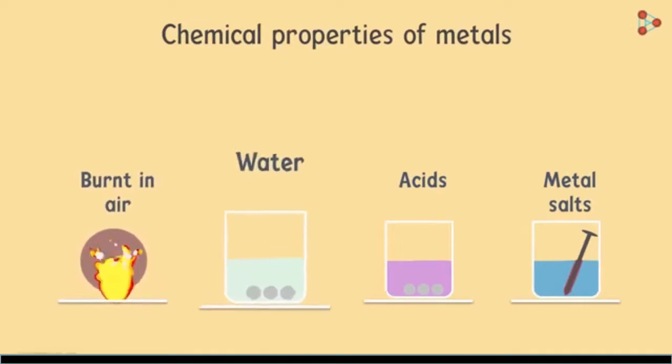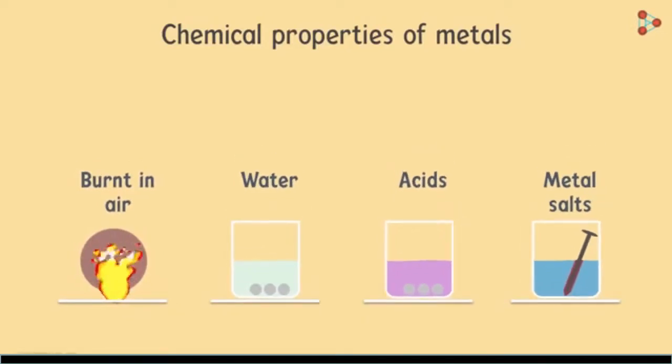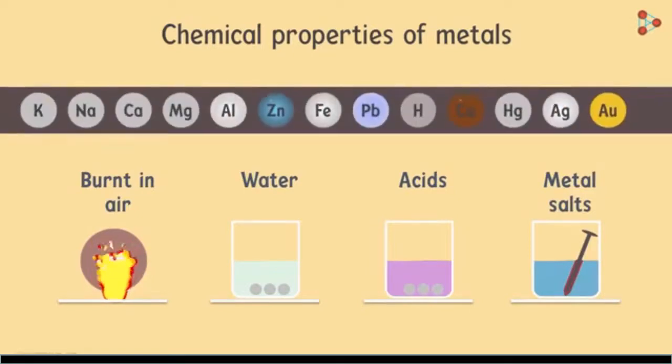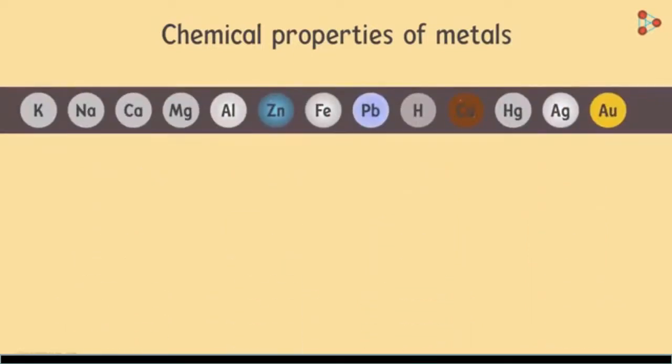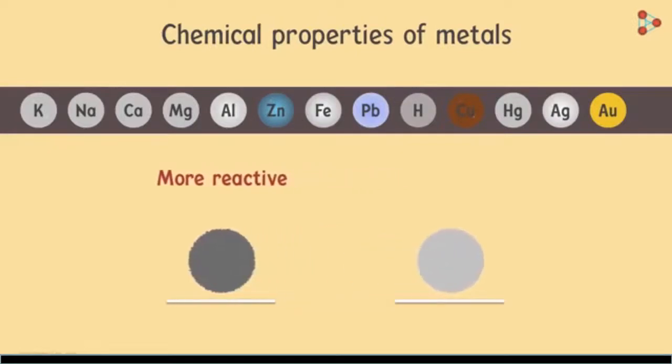Now in all these four categories, there's just one simple thing we will do. We will look at how reactive the metals are. If the metals react easily, may it be with oxygen or air or anything else, we say that they are more reactive. When it's more difficult for them to react, we say that they are less reactive.